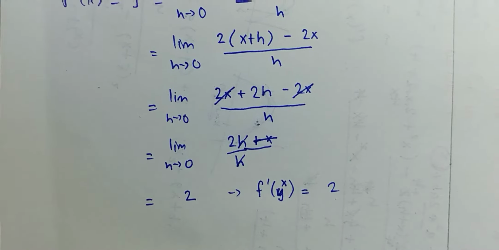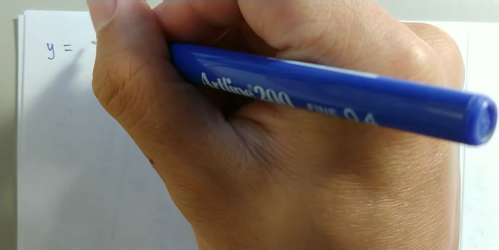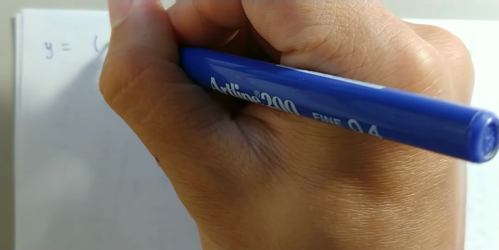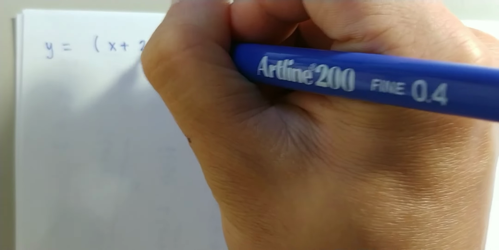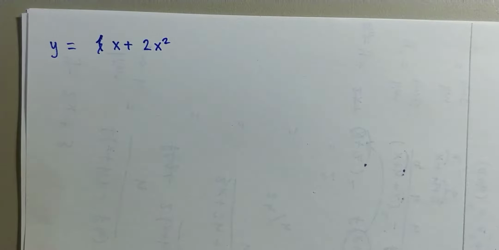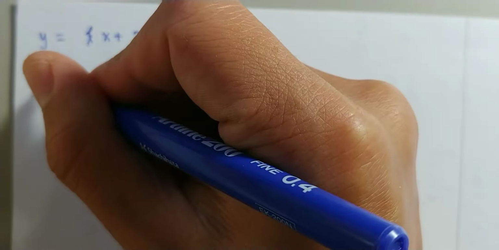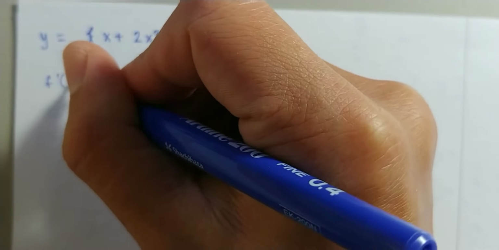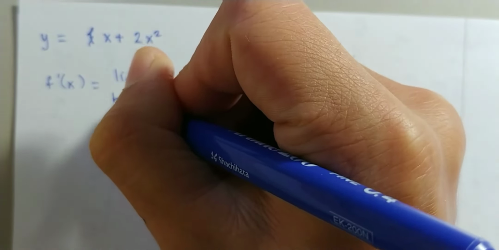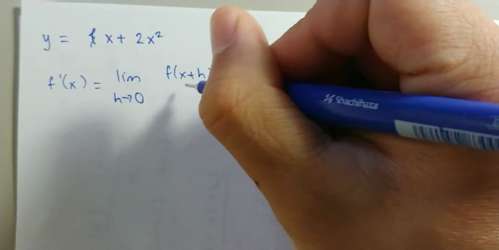Okay, so let's move on to another example, on another paper. Let's say I have something slightly different: x plus 2x squared. Now, I'm just going to start off by writing similar stuff as before. So f dash of x, limit, f of x plus h minus f of x all over h.